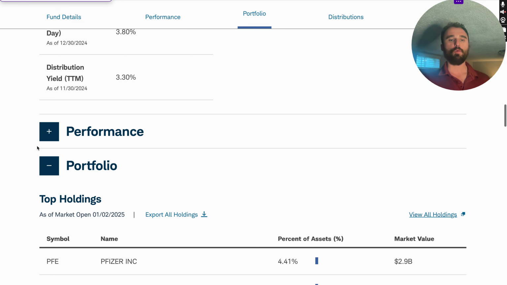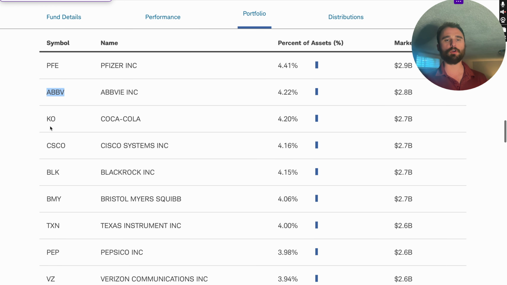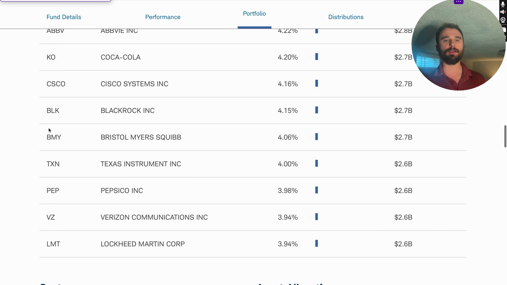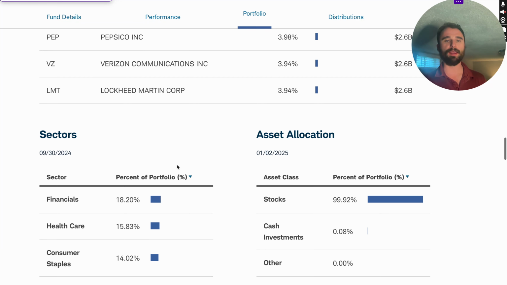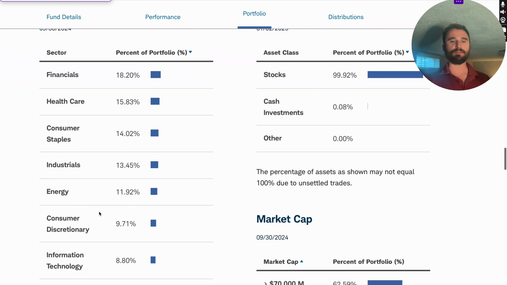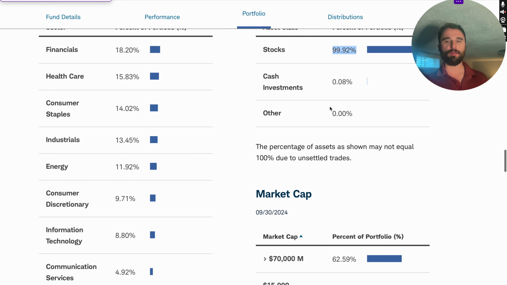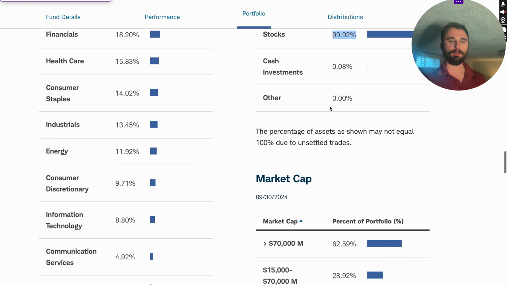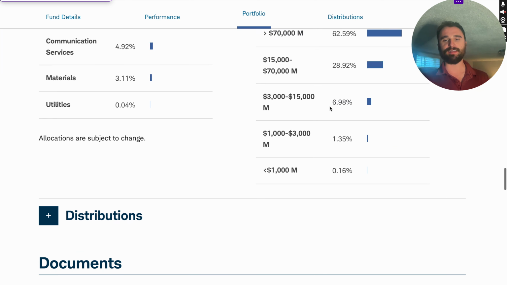If you look at the portfolio right now, we have some of the top companies in the world. We have Pfizer, AbbVie, Coca-Cola, Cisco, BlackRock, Bristol Myers, Texas Instruments, PepsiCo, Verizon, Lockheed Martin. You have asset allocation in different sectors, well diversified. 99.92% stocks, though. That is something to keep in mind if you're looking at different types of cash flowing investments, maybe some bonds mixed in there. But this is invested in stocks.